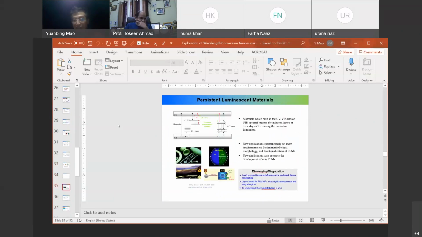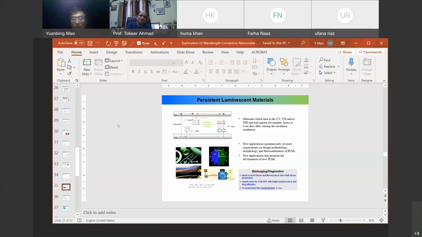That's a very good question. I didn't, because of the time, I didn't mention that. So these persistent luminescent materials could be a wonderful solution for that, right? Related to that, we can excite this type of nanoparticles before we do the imaging, right? So when we do the bioimaging, we only need to consider the imaging part. We don't need to worry about the excitation part.